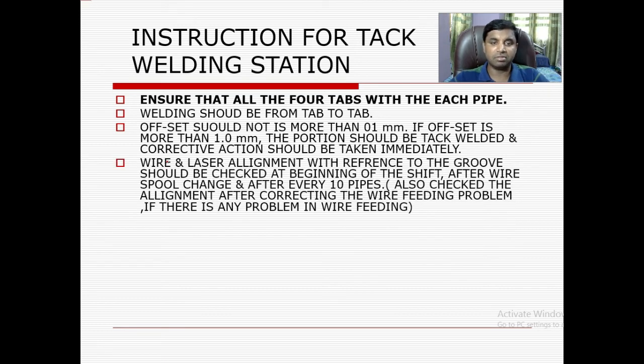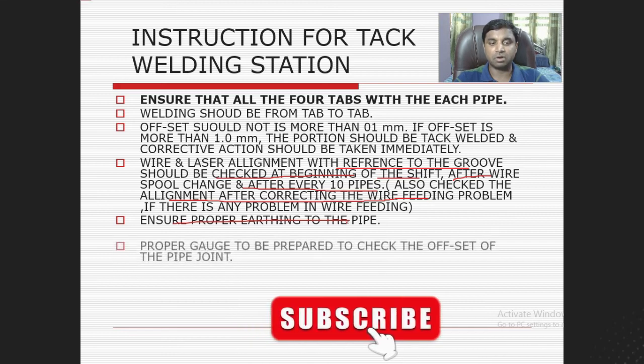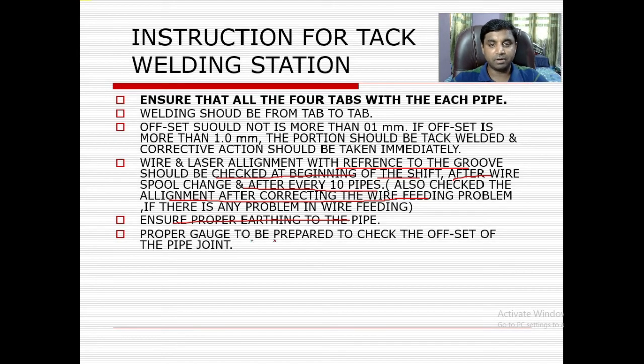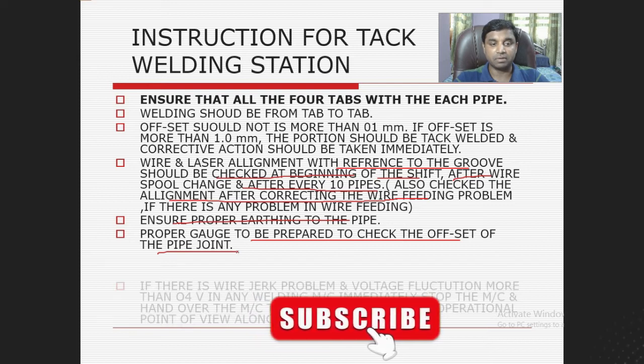Wire and laser alignment with reference to the groove should be checked at the beginning of the shift. Every beginning of the shift we have to check the wire and laser alignment, after a wire spool change, and after every 10 pipes. Also check alignment after correcting a wire feeding problem. Is there any problem in wire feeding or not? Ensure proper earthing to the pipe; we have to check that proper earthing is there or not. A proper gauge should be prepared to check the offset of the pipe joint.